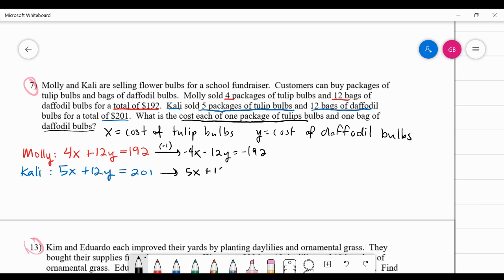5x plus 12y is equal to 201. So if I add these equations together, notice that I cross out the 12y and the negative 12y. That leaves me with negative 4x plus 5x, that's just 1x. Negative 192 plus 201, that's going to be 9. So x is equal to 9.